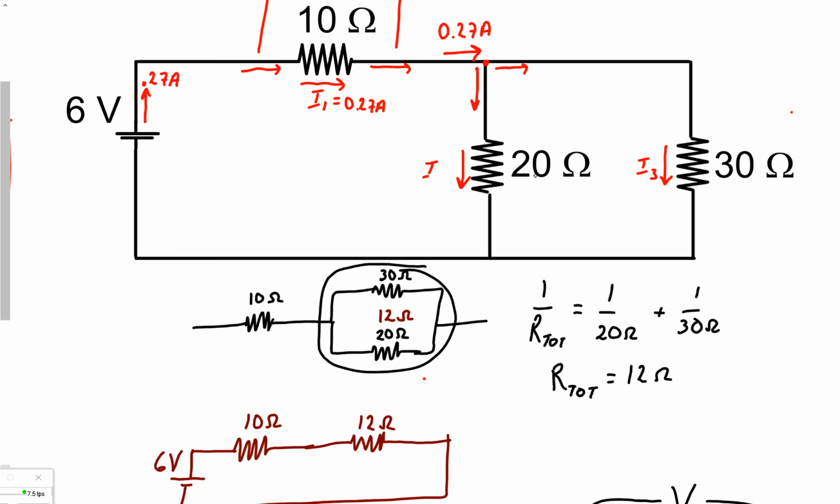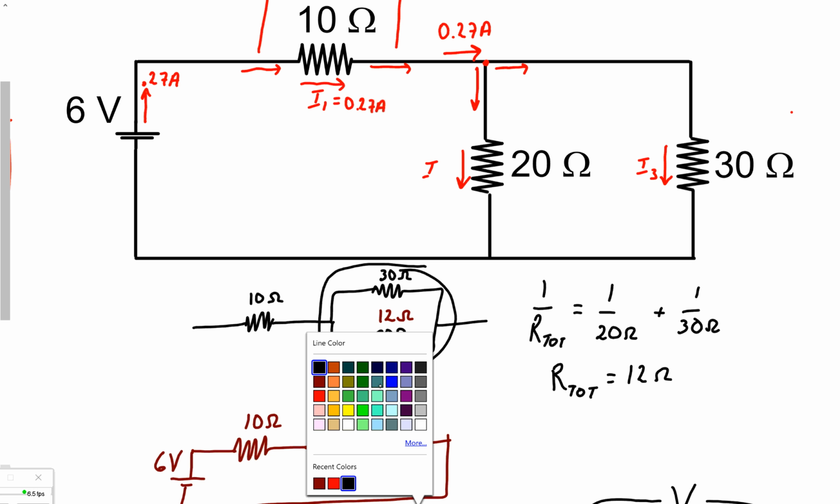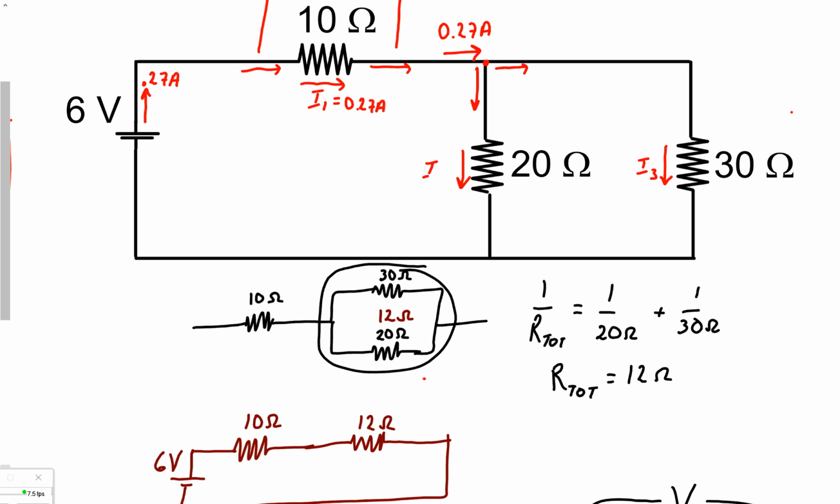So I know that in this problem, I'm going to change my color yet again. I wonder how many color changes I can make in this video. I know there's 3.27 volts of potential on the 20 ohm and there's 3.27 volts on the 30 ohm.